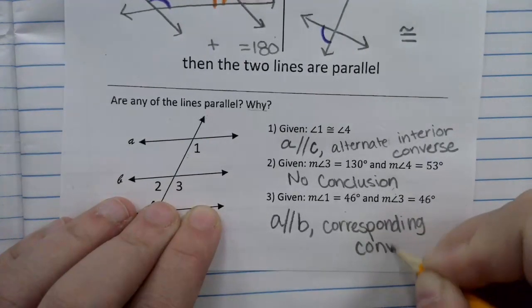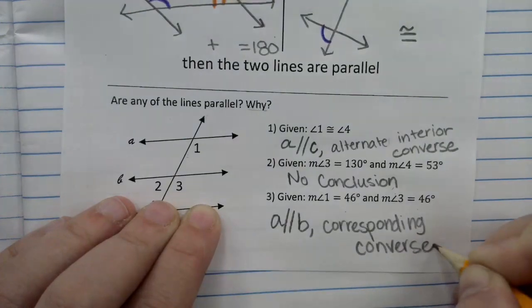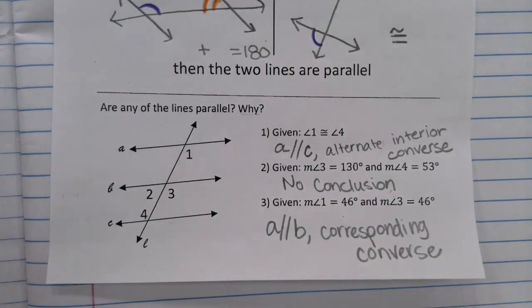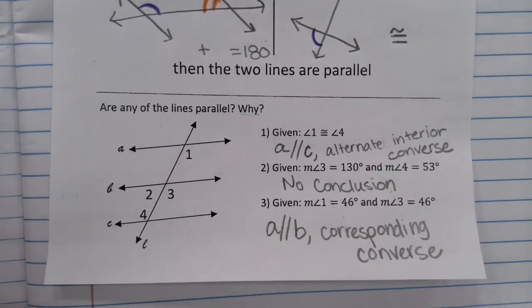If you're writing a paper and getting it published in the magazine of math, the editor would send this back to you and say there is no such thing as corresponding converse, because you'd have to say the converse of the corresponding angles postulate. You'd be really professional. But right now we're not going to be professional. Is that okay? You all right with that?